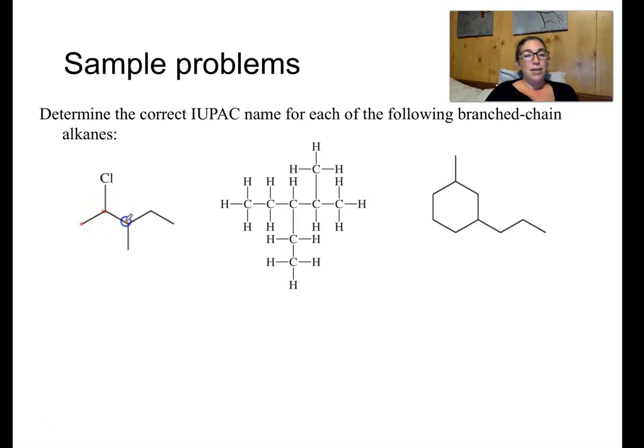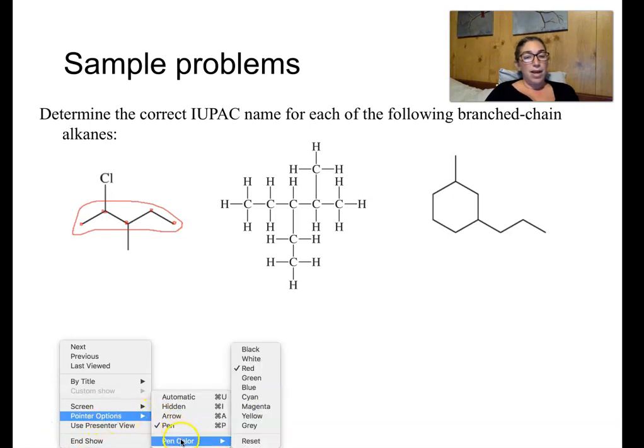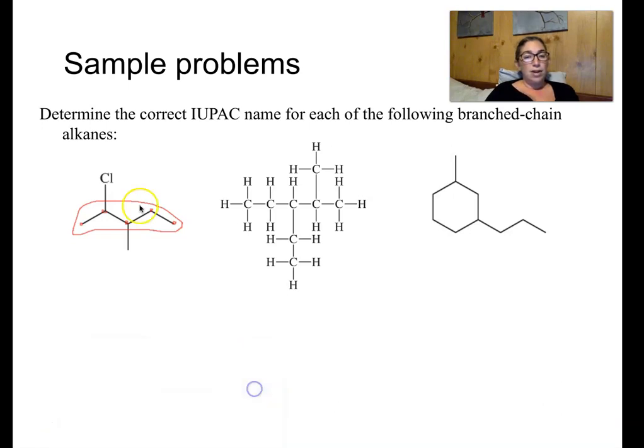We've got the longest chain I can count here is 5 carbons. So I'm just going to trace over my parent chain here. And then I'm going to also go ahead and identify what my substituents are. I like to do that in blue. So I've got a Cl, and then I've got this guy down here, which is a carbon with 3 hydrogens. All right, and those are my substituents.